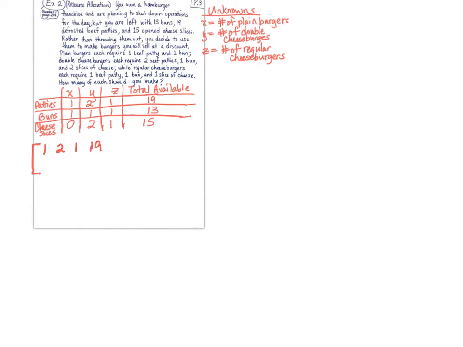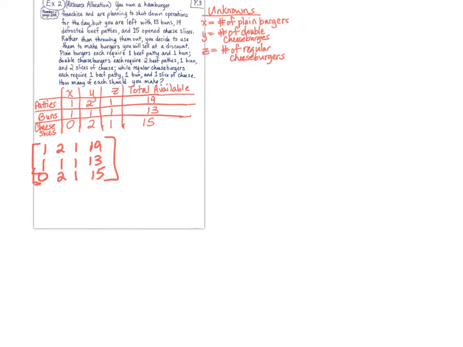Second row, your second row is 1, 1, 1, 13. And your third row is 0, 2, 1, and 15. So now what we're going to do is we're going to row reduce. So our goal is to get ones along the main diagonal, and zeros everywhere else. Okay, that's our goal.